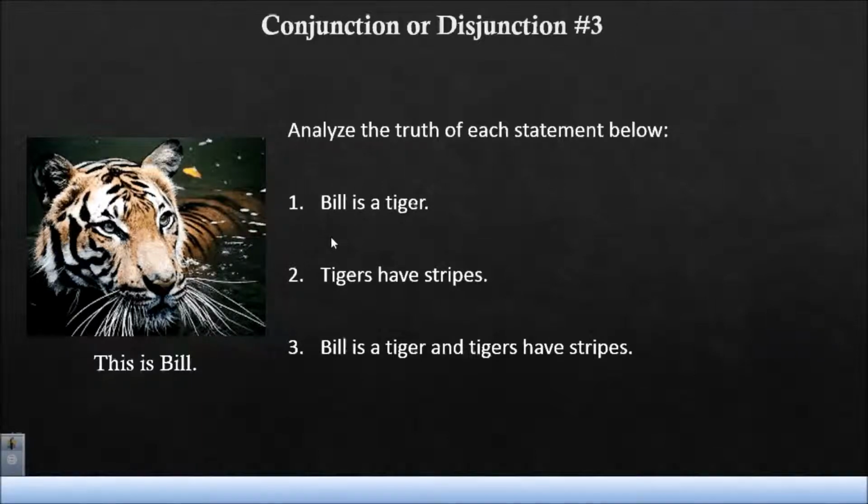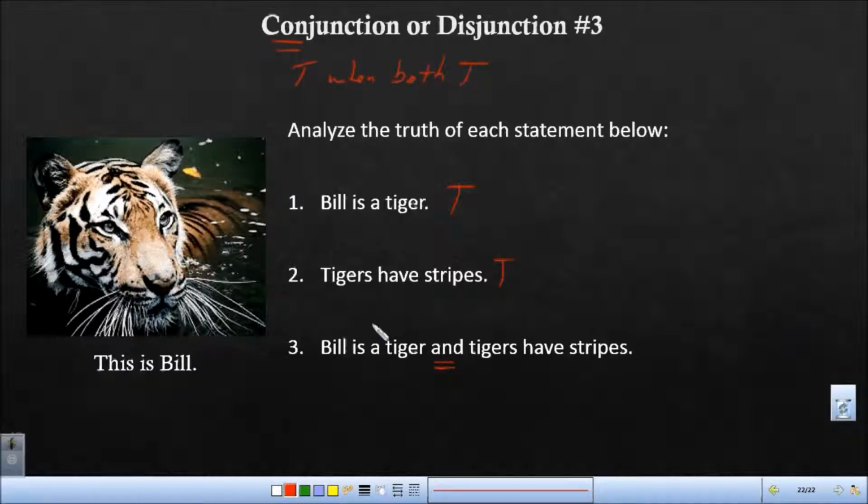Alright, here's a picture of Bill. Bill is a tiger. True. Tigers have stripes. True. Bill is a tiger and tigers have stripes. That's a conjunction. A conjunction is true when both are true. So Bill is a tiger was a true statement. Tigers have stripes was a true statement, which means Bill is a tiger and tigers have stripes is a true statement.